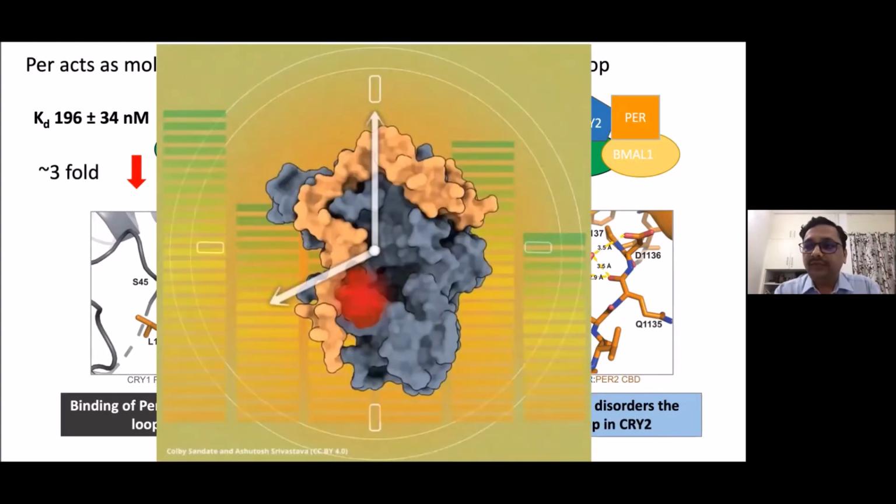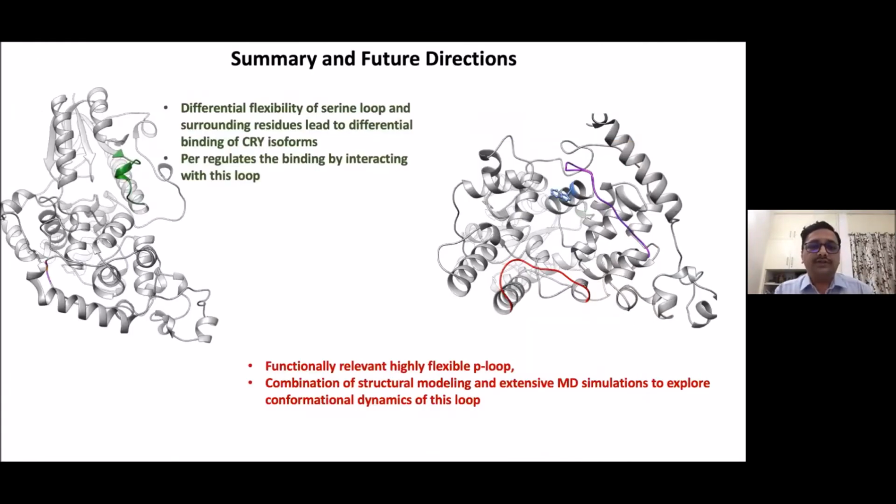So then we came up with this: period essentially acts like a molecular equalizer in this interaction between CRY1 and CRY2. All right, so I'll just summarize quickly that we found that the differential flexibility of this loop and the surrounding residues actually lead to differential binding of the two isoforms, and period regulates the binding by interacting with this loop.